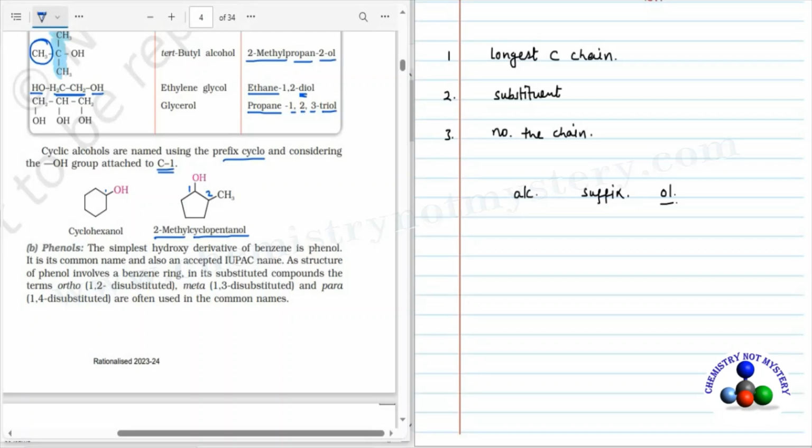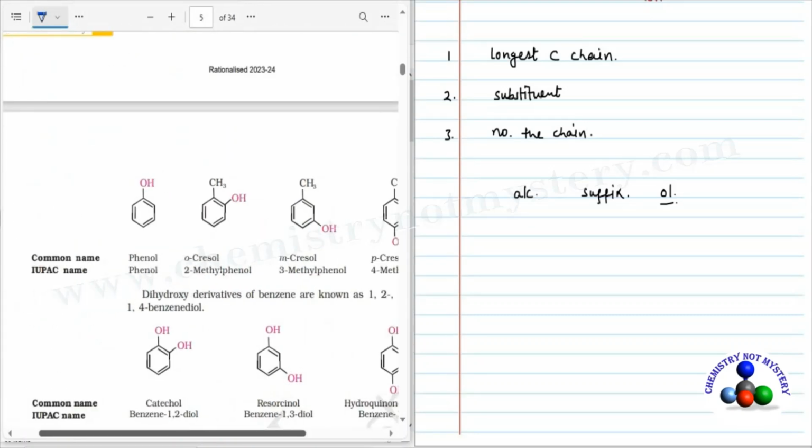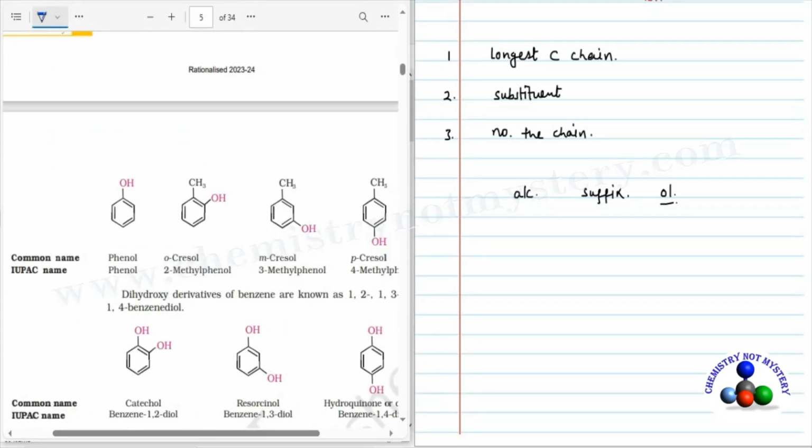Now come to the phenols. The simplest hydroxy derivative of benzene is phenol. It is its common name and it is also accepted as the IUPAC name. As the structure of phenol involves a benzene ring, in its substituted compounds the terms ortho, meta and para are often used in common names. So here, this is phenol; the common name and IUPAC name are both phenol.